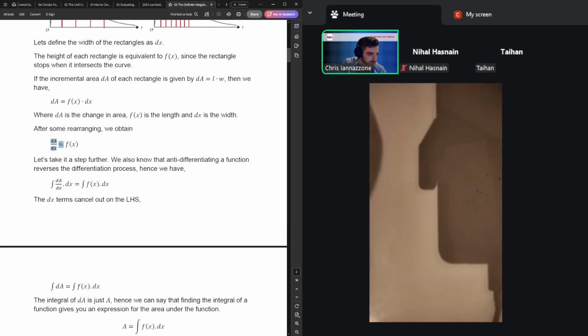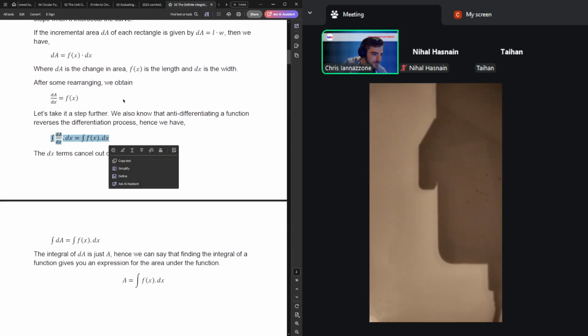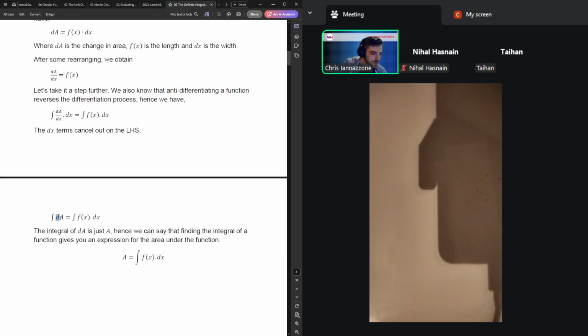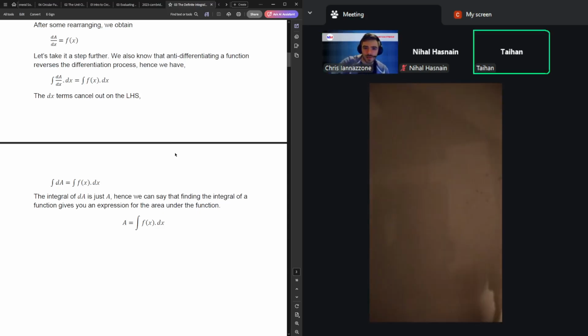From there, if we integrate a derivative, we should go back to the original. So if we integrate dA on dx, we get back to A, and we get the integral of f, which in other words is your capital F, your antiderivative. So when you antidifferentiate a function, that gets you area under the curve. Whatever that antiderivative is, it's an area function.